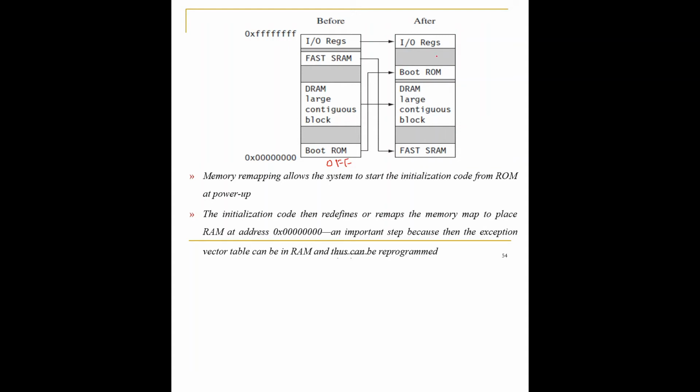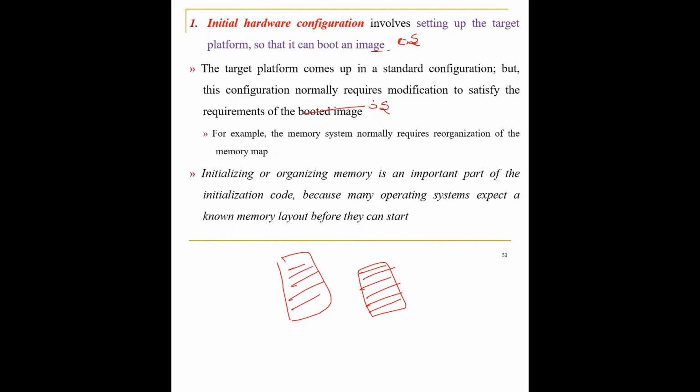So these are all the initial configurations that your initialization code will do before the operating system actually takes over. Organizing memory is an important part of the initialization code, because many operating systems expect a known memory layout before they can start. So this is the memory as it was during off. When it is on, my operating system will say, I need this particular memory for the operating system to be stored. So what your initialization code will do is realign the memory and give the required memory to the operating system.